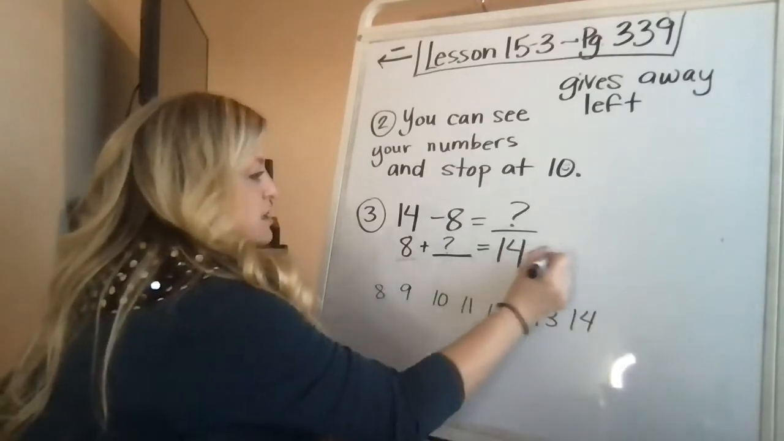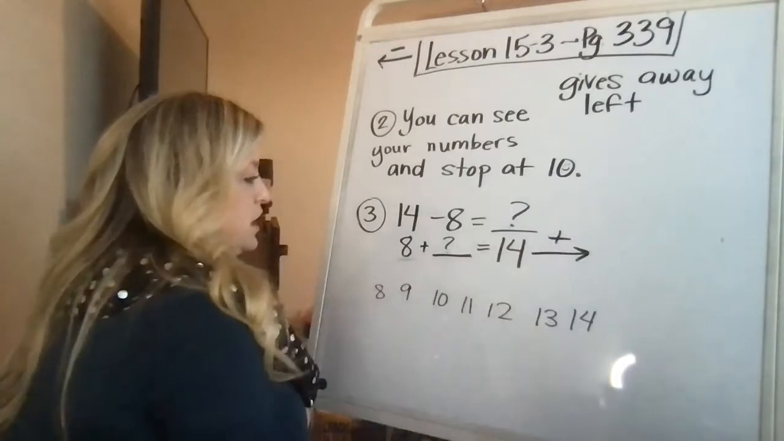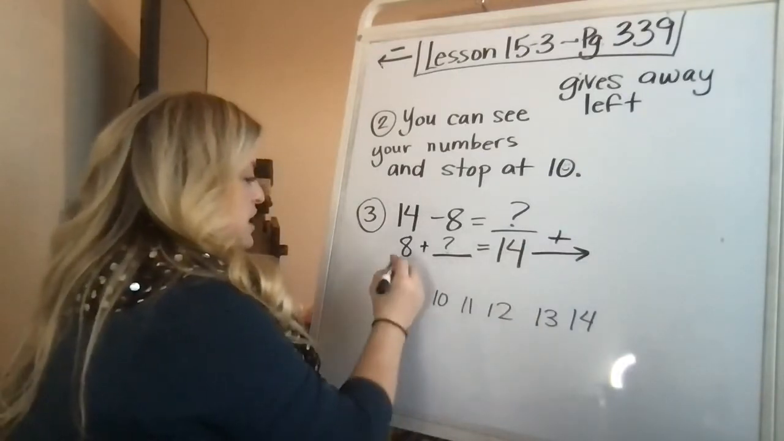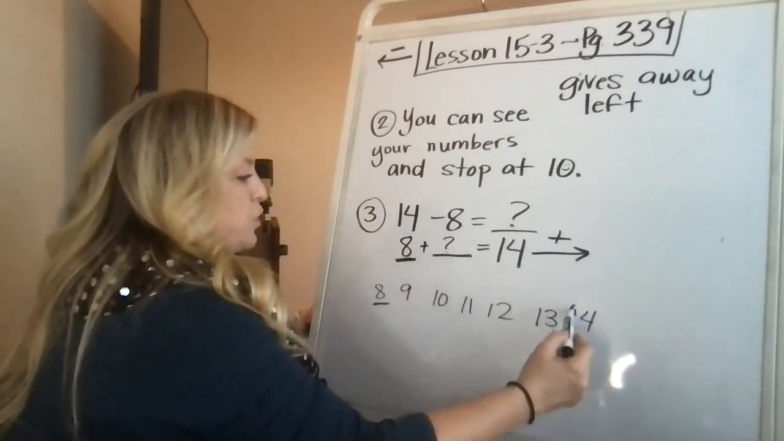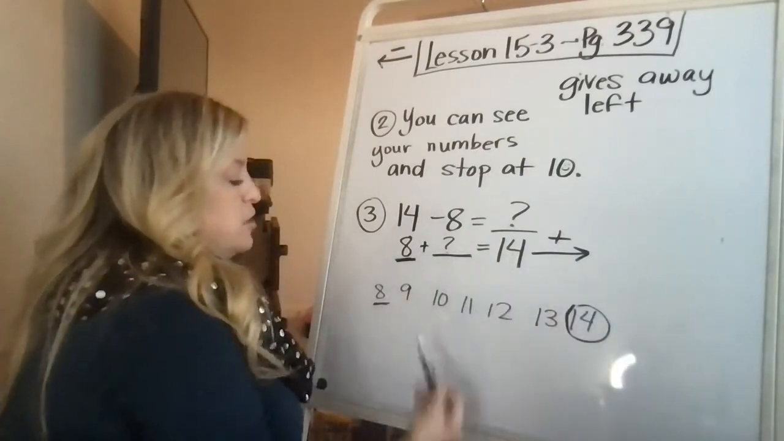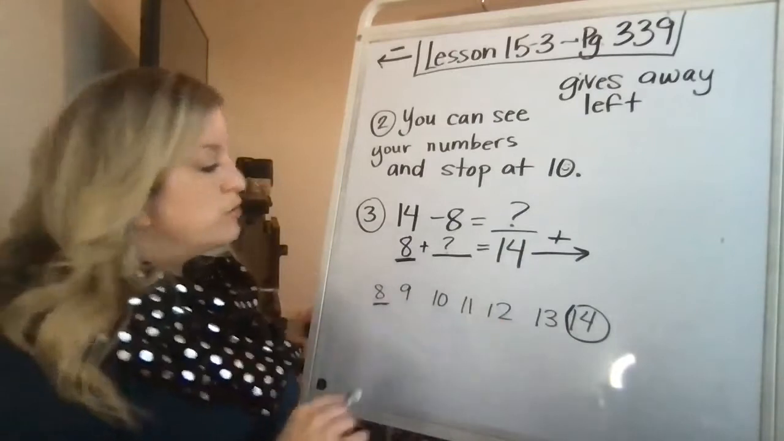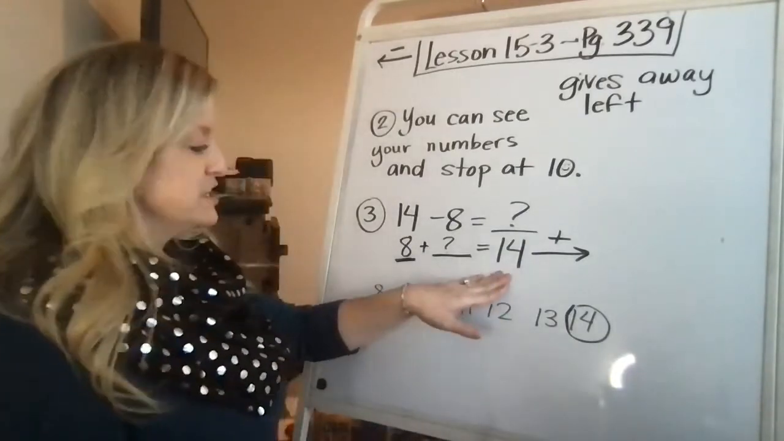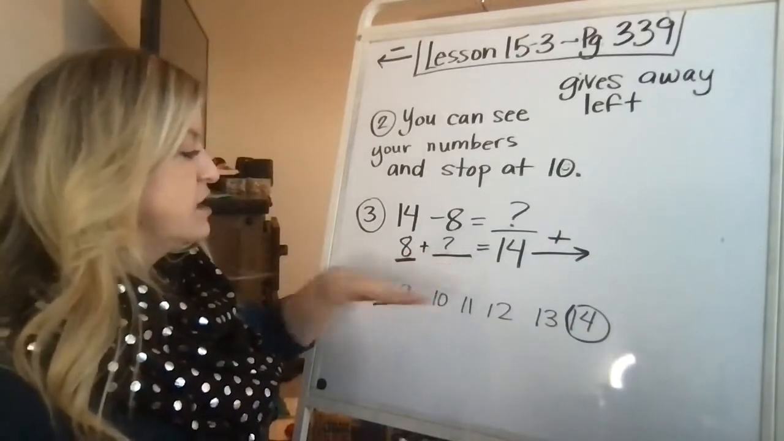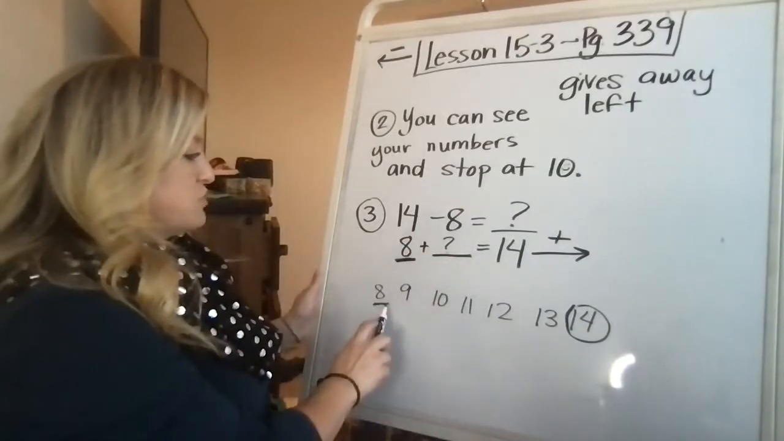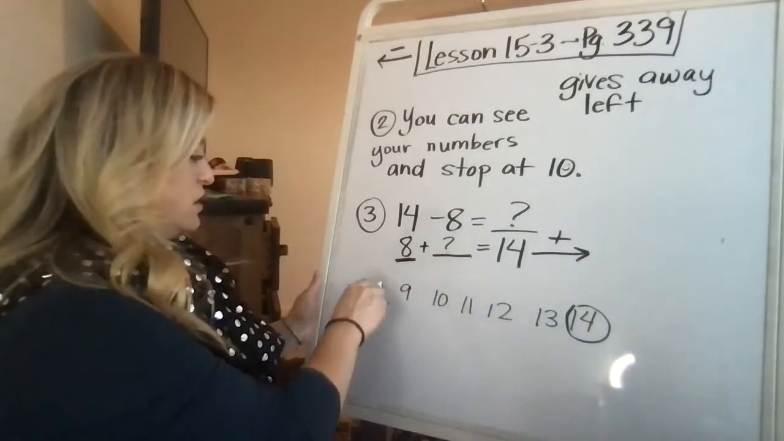So I'm adding, I'm going to move this way on the number line. I'm going to start out at 8. This time I don't know how many jumps, but I'm going to stop on 14 because my answer is 14. Before, when we used the number line, we didn't know what the answer was, but we knew what we were starting and we knew how many we were adding in. This time I don't know any of that. So I'm going to start at 8 and I'm going to stop at 14.